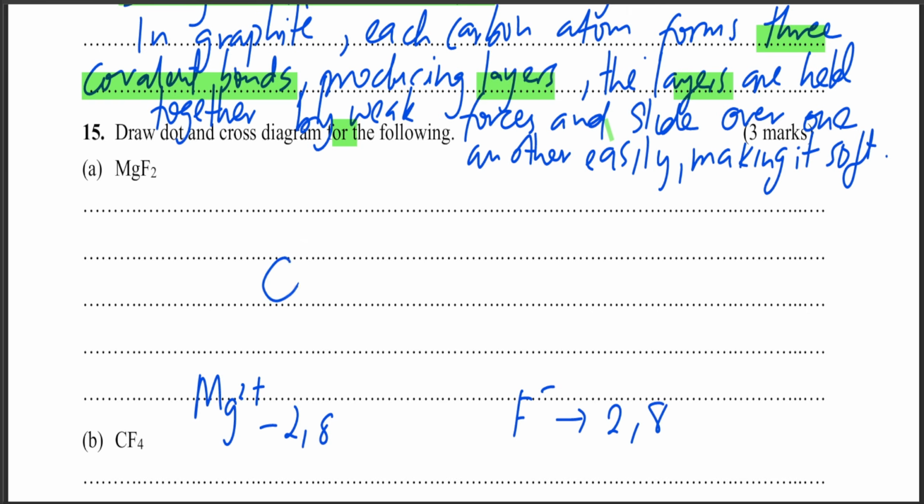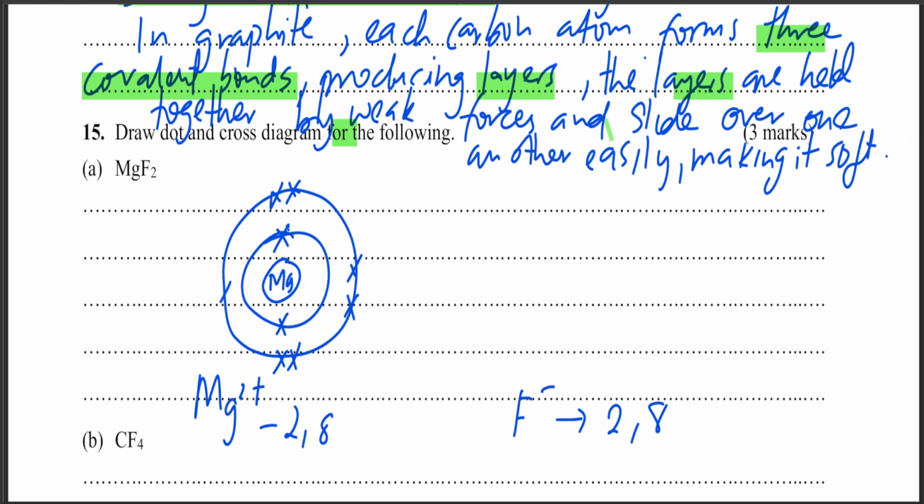So wachachore, this is magnesium. This is the first shell or the first energy level, the second energy level. So the first shell, 2 electrons. The second shell going to have 8 electrons. So 1, 2, 3, 4, 5, 6, 7, and 8. And then funga hii kuonesha kuwa kuna ka 2 plus hapa.